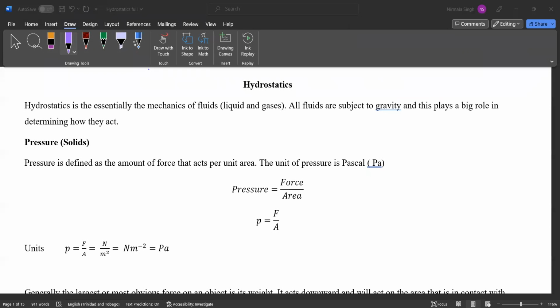All right. Hydro, which comes from the word for liquid, and static means for motion. All right, so basically we are looking at how water and gases move because they behave slightly differently than solids, hence why we have to put them in a category on their own. So reading from the screen, hydrostatics is essentially the mechanics of fluids.